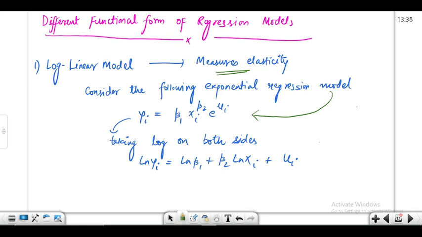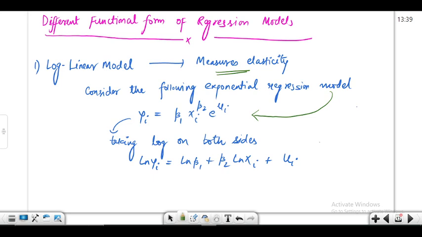Now we might be visiting some other forms of the regression model because every time that you run a regression, the model might not be as simple as you have seen till now. So you'll have to make certain transformations over there, and then you'll have to work with the model. There are a couple of models that we'll see. We'll start with the log linear model.